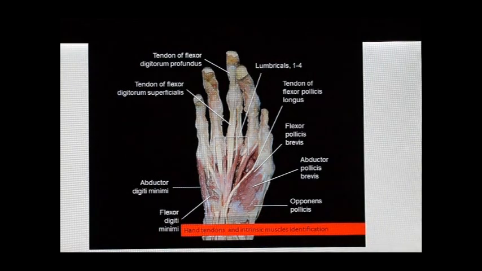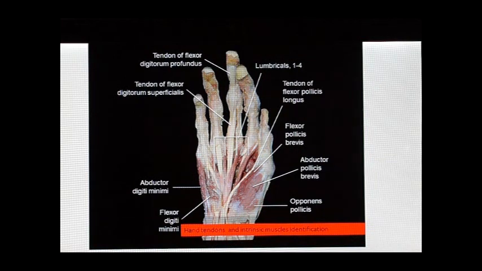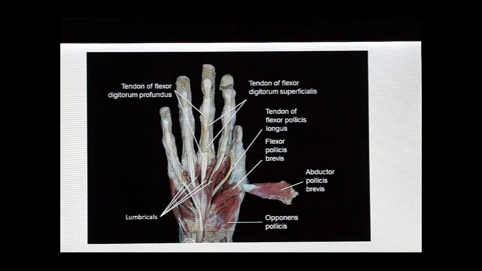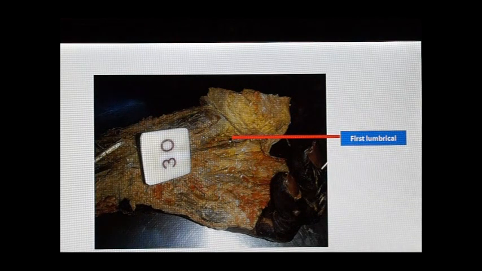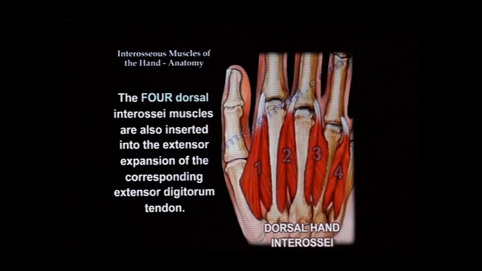This is a dissected hand to show the thenar eminence with three muscles, hypothenar eminence, and flexor digitorum profundus, along with lumbricals. This is to show the opponens pollicis, which is a deeper muscle on thenar eminence. Here this is a dissected picture showing the first lumbrical between the tendons of flexor digitorum profundus.